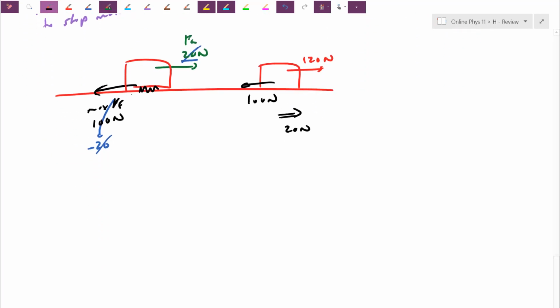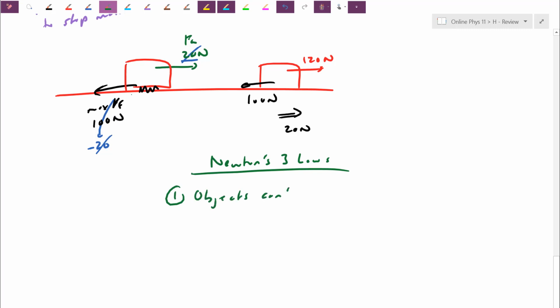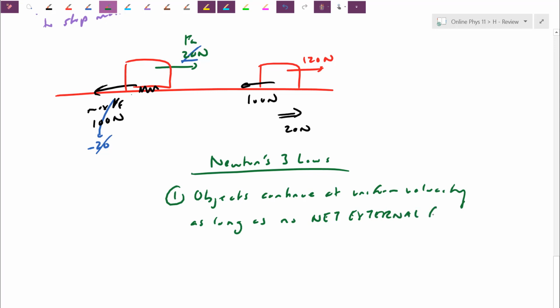At this point, I just want to recap with you Newton's three laws. He actually summarized a lot of this dynamics work for us here. First one, essentially, objects continue at uniform velocity or uniform motion as long as no net external force is applied. So if your net force is 0, you're just going to continue at uniform velocity.